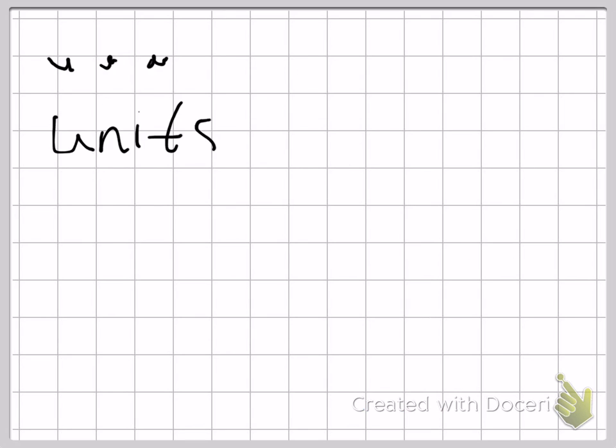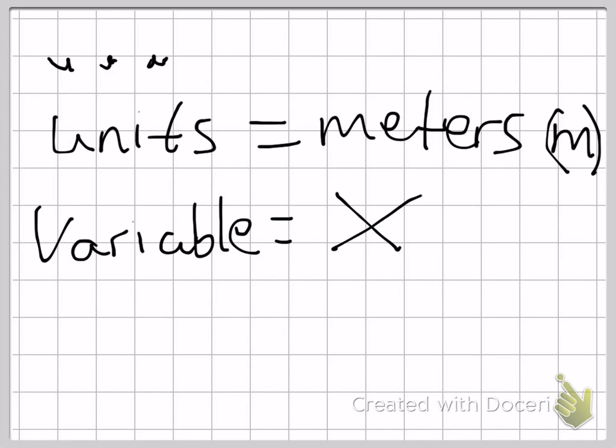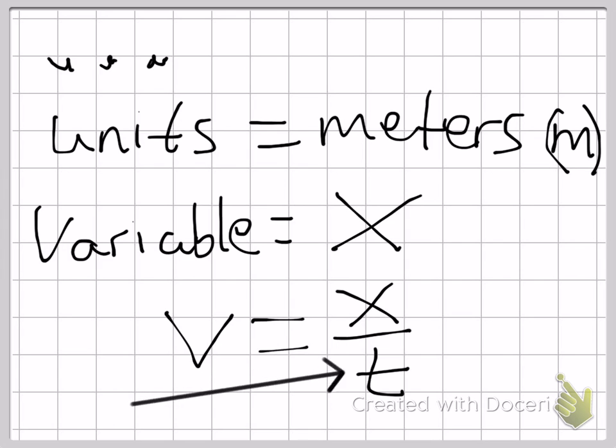Some other things about position: it has standard units and a variable. The standard unit that we use is meters. Occasionally we'll use centimeters, but the standard for most physics equations is meters, and the variable that we typically use is x. So when you see x in an equation, it is talking about position. Let's look at our velocity equation, v = x over t. That means our velocity is equal to the position divided by the time. So that is an example of position and the variable that we are using here.